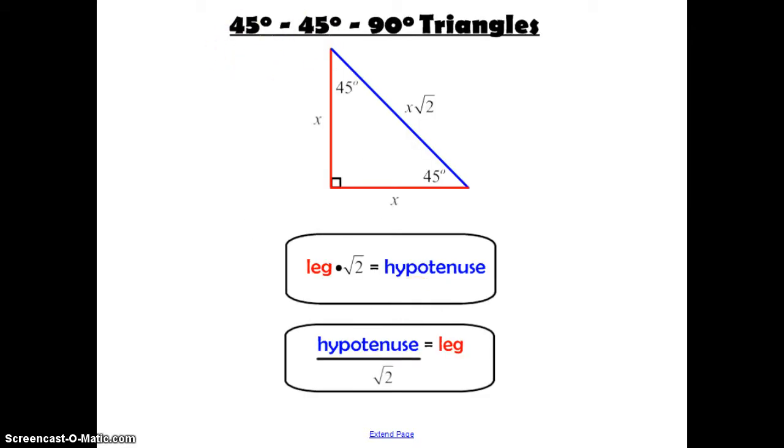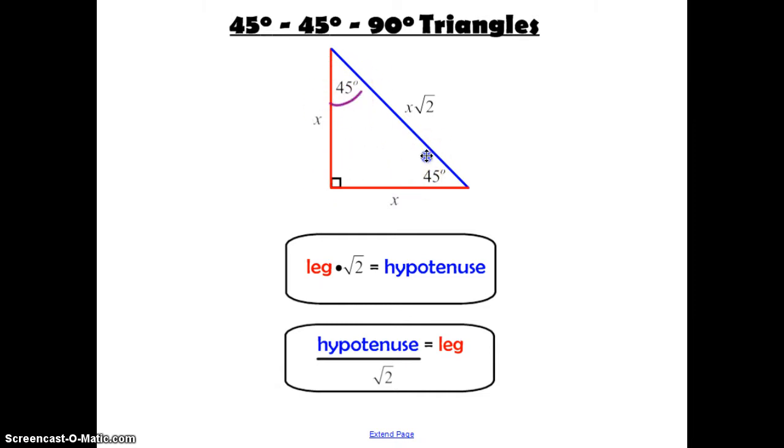Unit 7, Day 2, Special Right Triangles. We're going to talk about two types of special right triangles today. The first one is the 45, 45, 90 triangle. That's when you have a triangle with angle measures 45 degrees, 45, and 90 degrees.